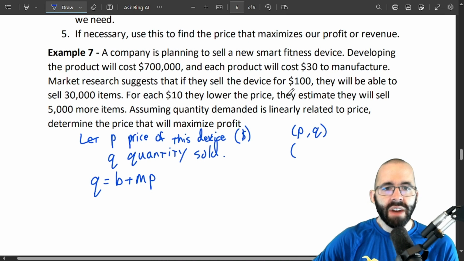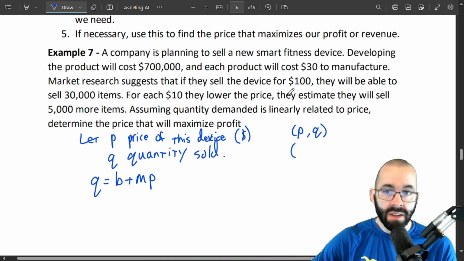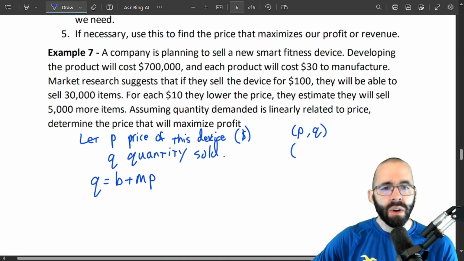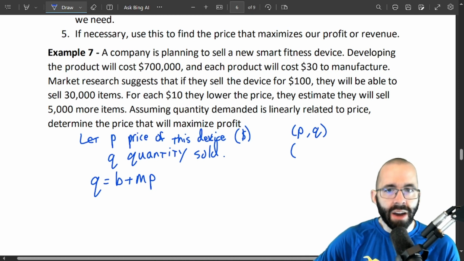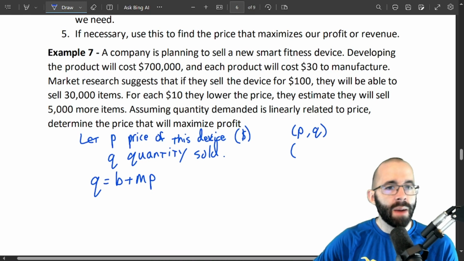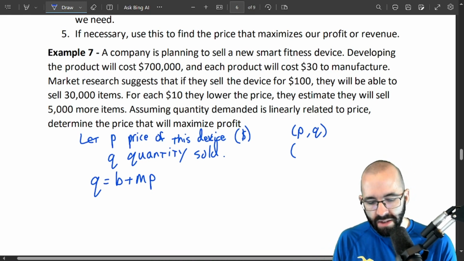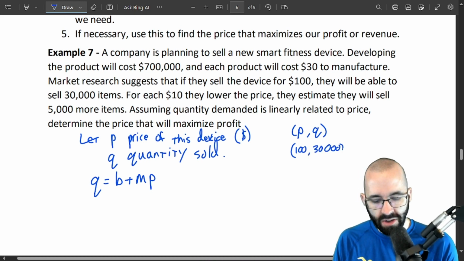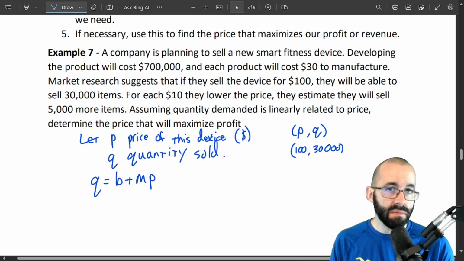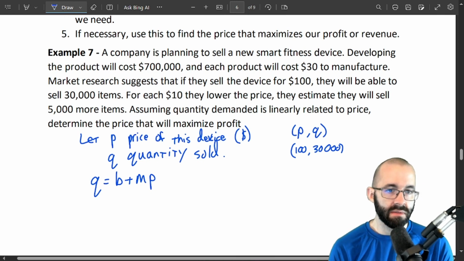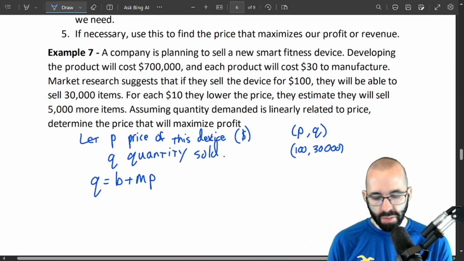If we sell the device for $100, this looks promising. We can sell 30,000 items. Okay. So before, I let Q be in thousands. I want to show you what happens if Q is not in thousands. So let's say at a price of $100, we can sell 30,000 items. So we're going to have a lot of zeros now. We could let Q be in thousands. All right. So that's a price and a quantity.